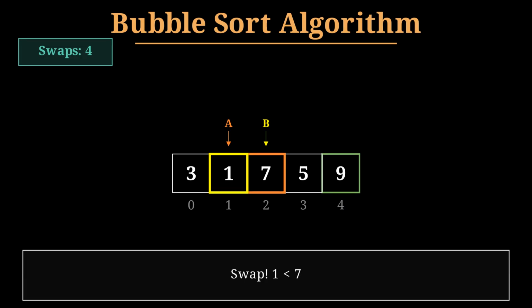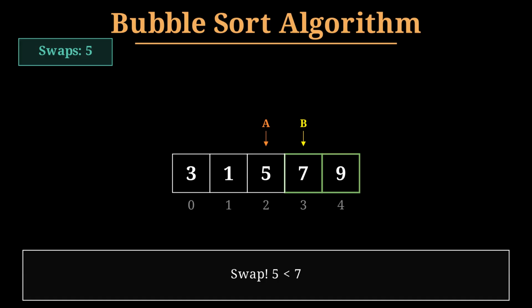We must swap them. Now, let's compare 7 and 5. Because 7 is greater than 5, they are in the wrong order. We must swap them. The element 7 has bubbled up to the end of the current range. It is now in its permanent, sorted position.